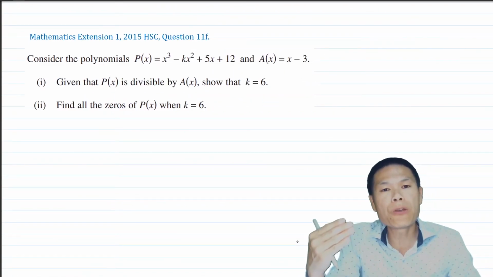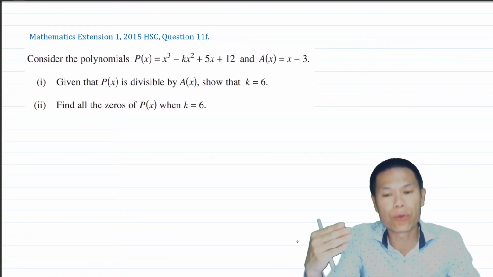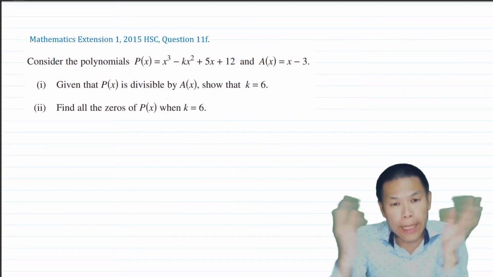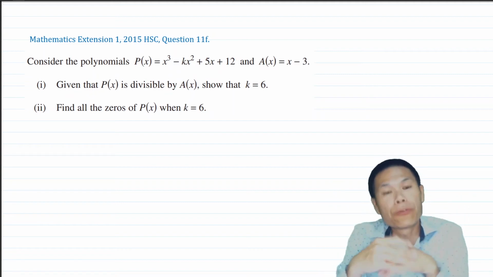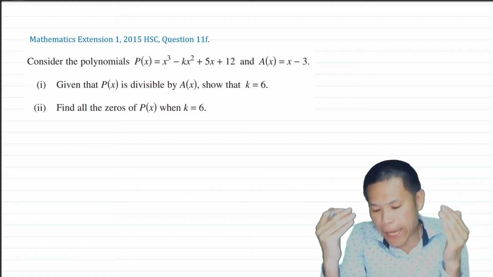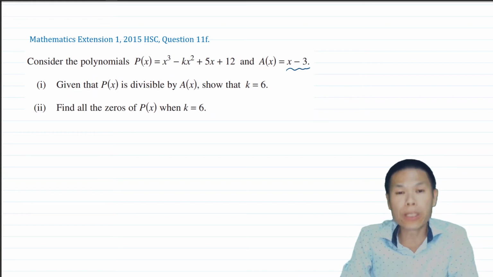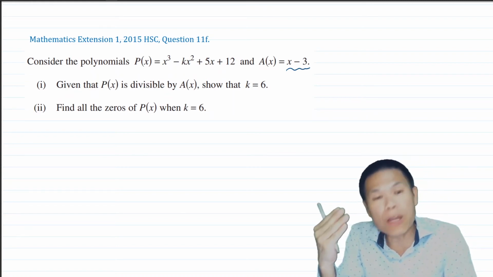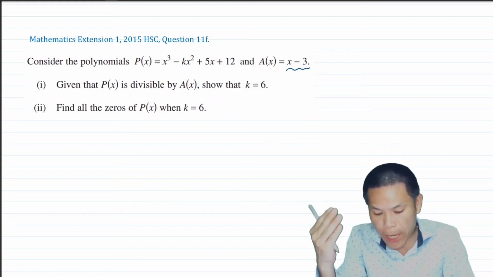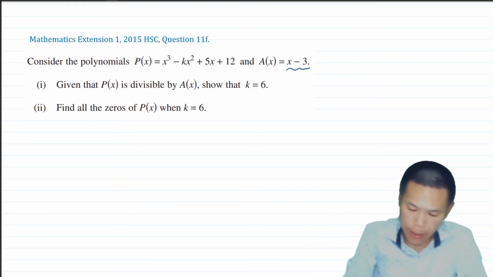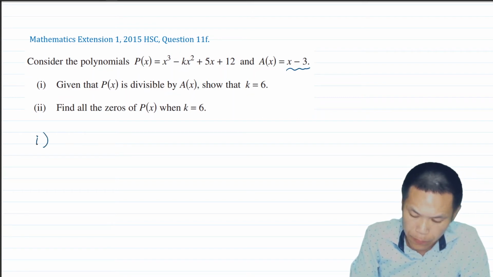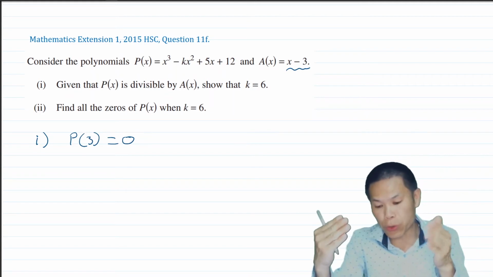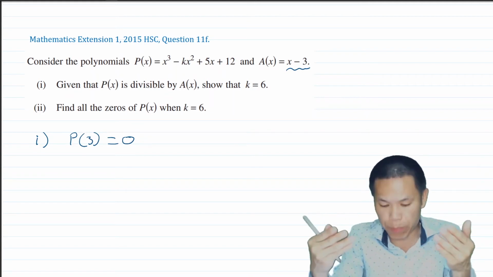Please pause the video and try this one yourself. Okay, let's go through it together. So first one, we know x minus 3 is a factor of p(x). So in other words, p(3) is equal to 0. And we need to find k, right? So part 1, p(3) is equal to 0. That's what that meant, because x minus 3 is a factor of p(x).